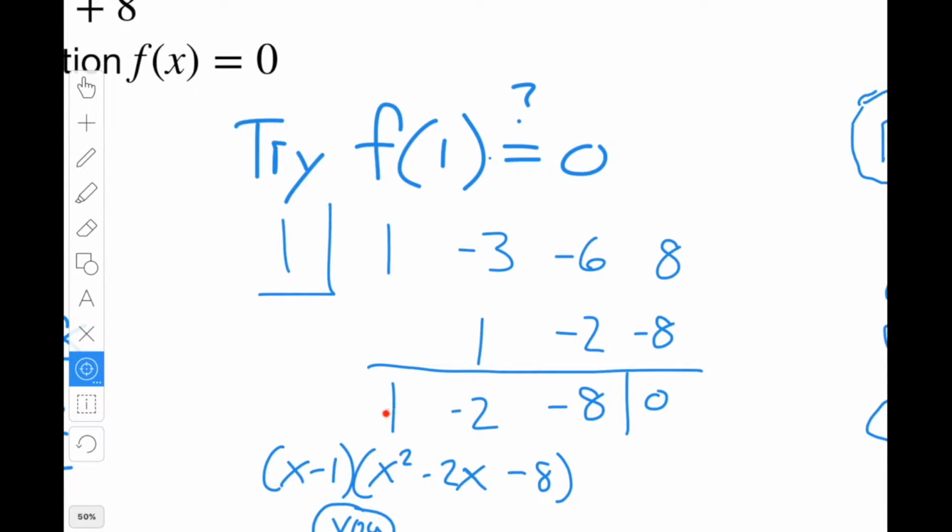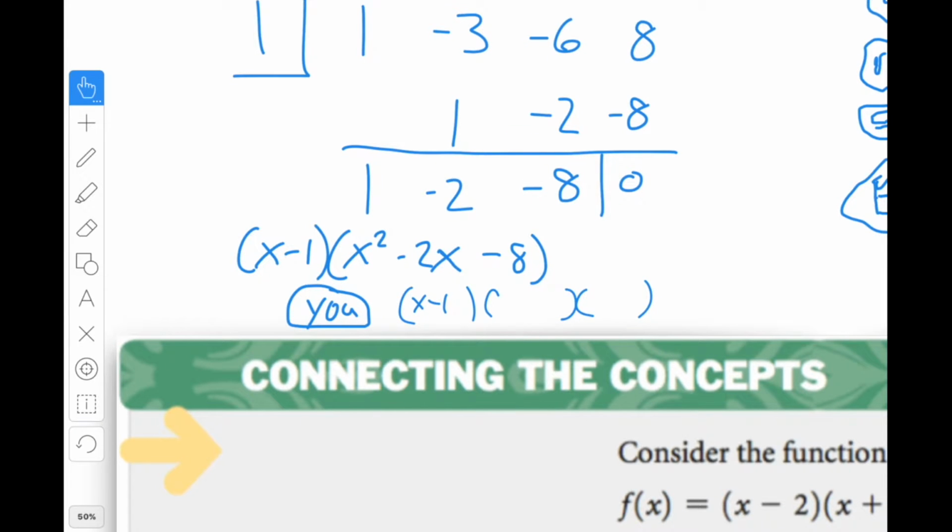And we take the coefficients 1, negative 2, negative 8, and write the resulting factor polynomial. And I want you to take it one more step and figure out what this is going to factor into. You should have x minus 1, continue to factor it.